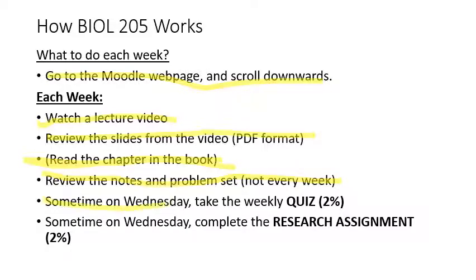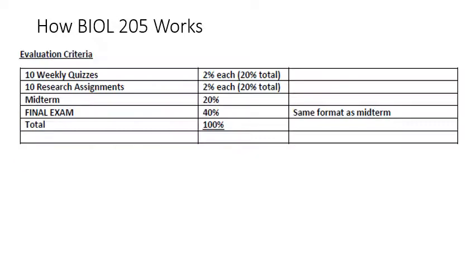Then sometime on Wednesday, take the 20-minute quiz, and sometime on Wednesday, complete the 2-hour research assignment for 2% of your course grade, 4% every week in total, plus we'll be having a midterm and a final for the remainder of your marks. So we have 10 of these quizzes for a total of 20%. We have 10 of the research assignments for a total of 20%. We have a midterm exam worth 20% and a final worth 40%, and that's how the marks are allocated for this course.